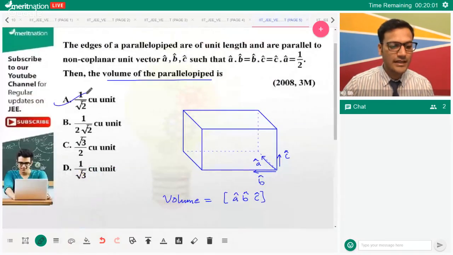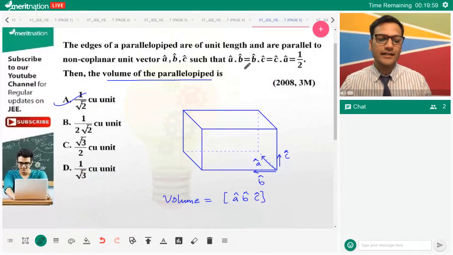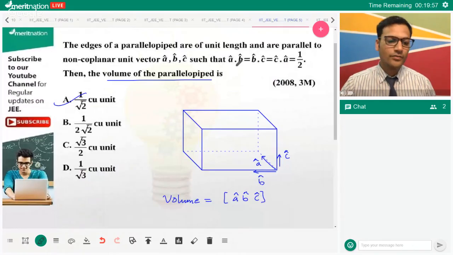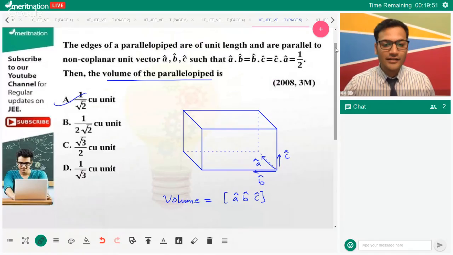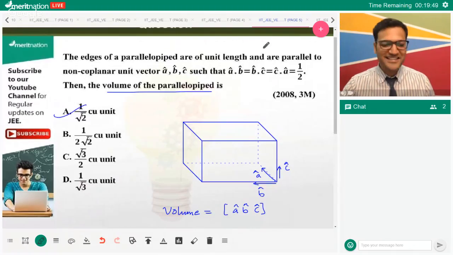That's A. So this is how we can calculate the answer to the given question, which is the volume of the parallelepiped. Obviously, volume can't be negative, so we'll not say minus 1 upon root 2. Don't do that, please. Okay, hopefully this makes sense to all of us how to go about this question.